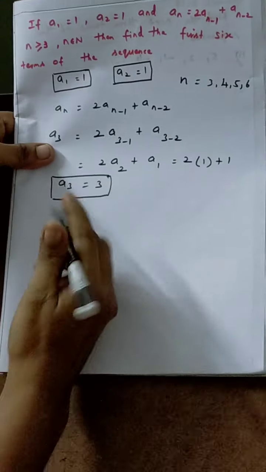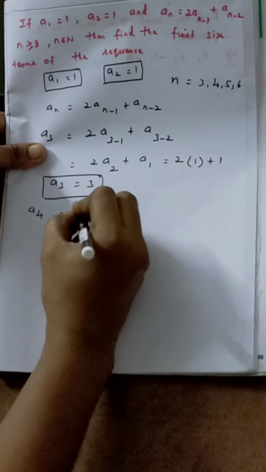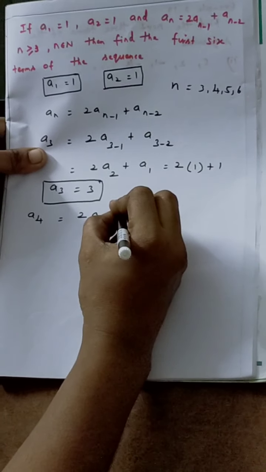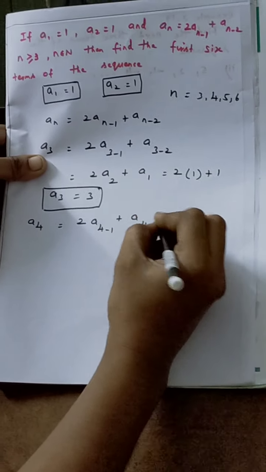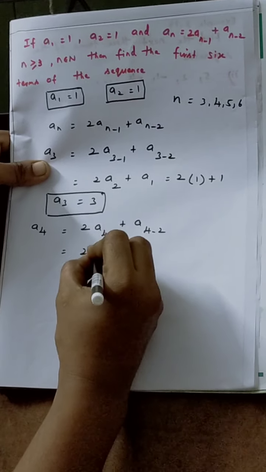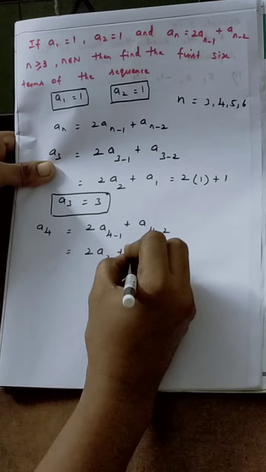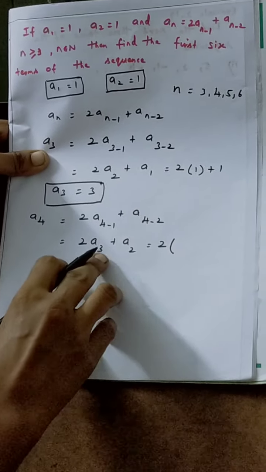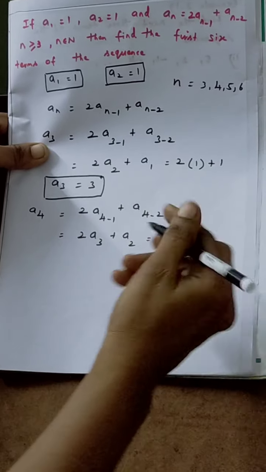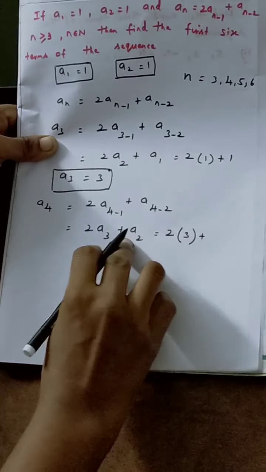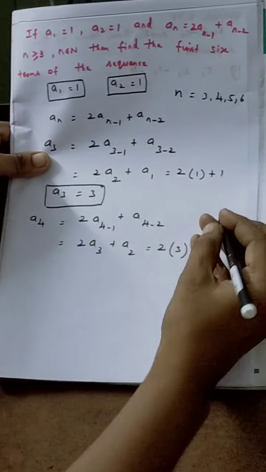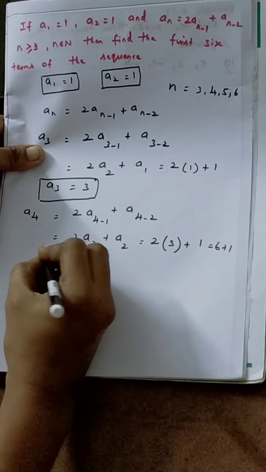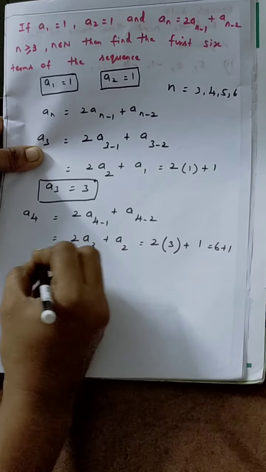Next term is a4. So a4 equals 2a, what is the n value? It's 4 minus 1 plus a_(4 minus 2). 4 minus 1 is 3, 4 minus 2 is 2, so equals 2 into a3 value plus a2 value. The a3 value is 3 and the a2 value is 1. So 2 threes are 6, plus 1 equals 7. So a4 equals 7.